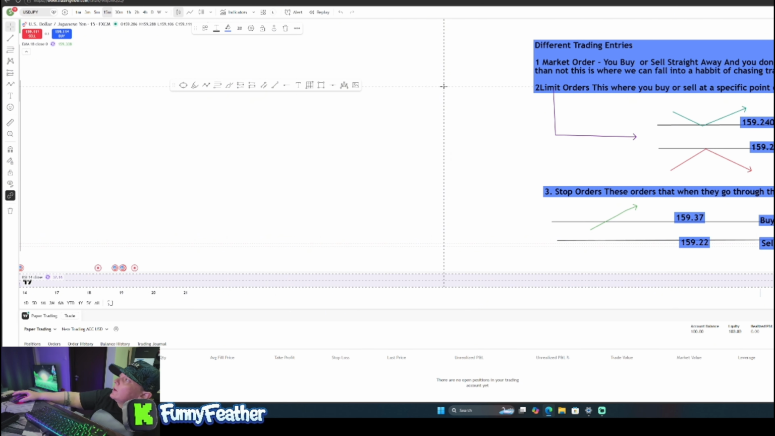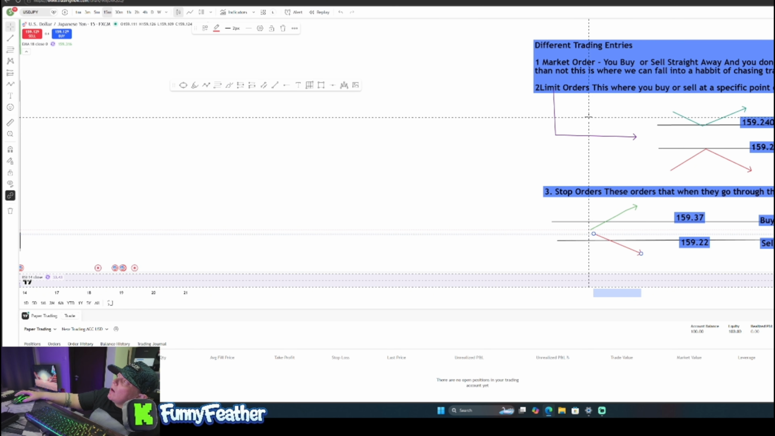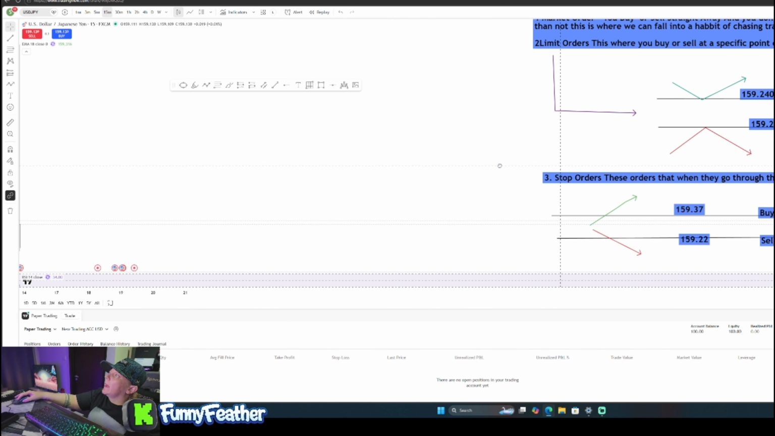So how does this work? When the price goes through, that's when it will pull you in. So those are the basic types of entries that one would go and use.